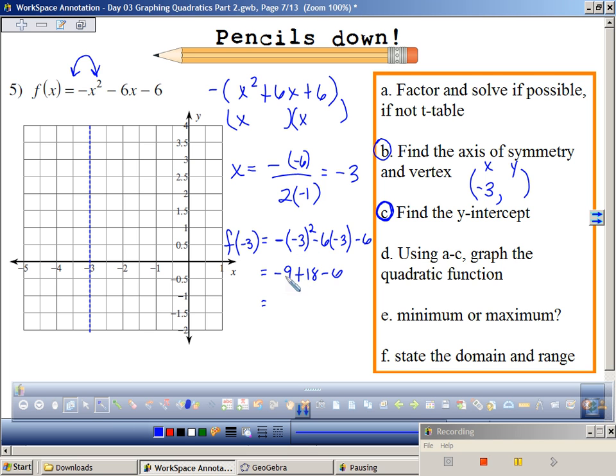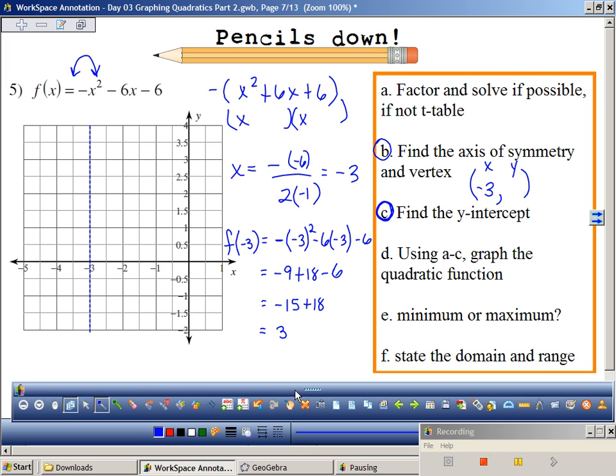You guys were telling me 3 while I was trying to ask what this was right here. Okay. So I'm just trying to make sure people aren't skipping steps. So negative 9 and negative 6 is how much? Negative 15 plus 18 makes... That doesn't make sense.